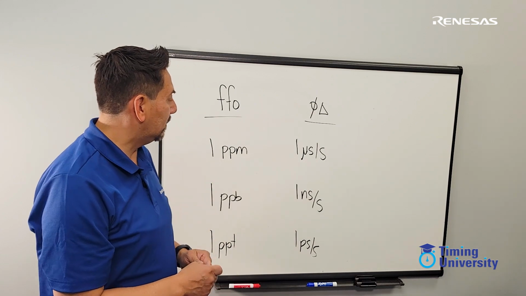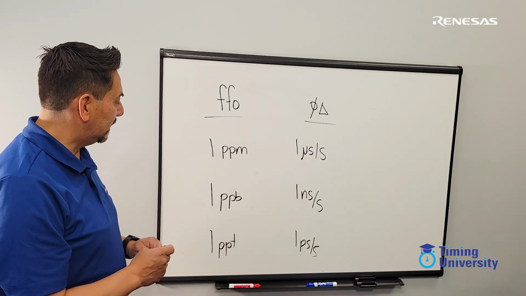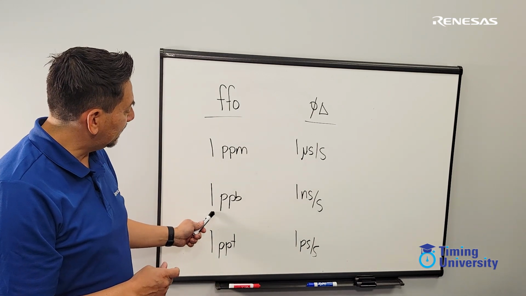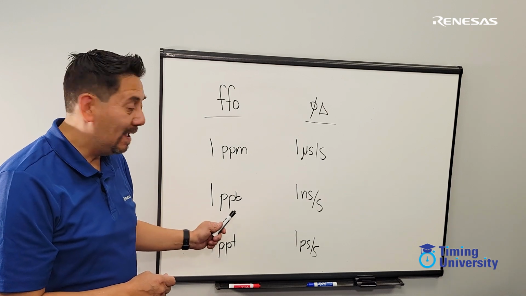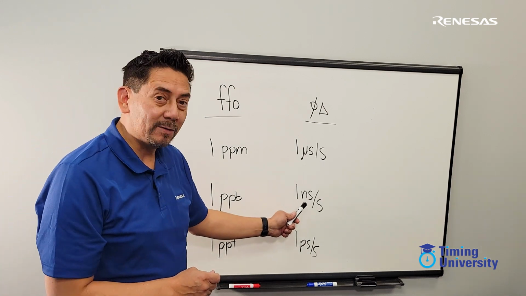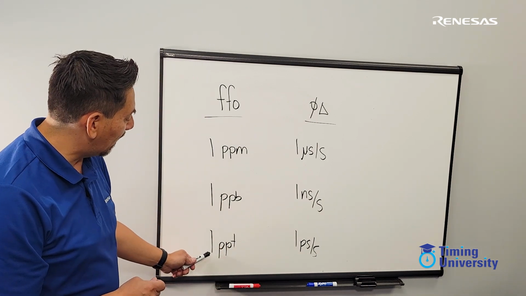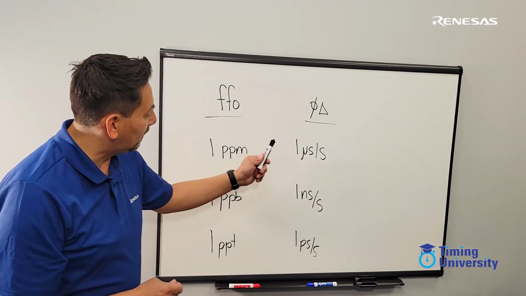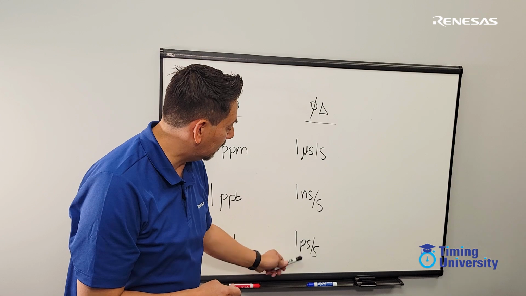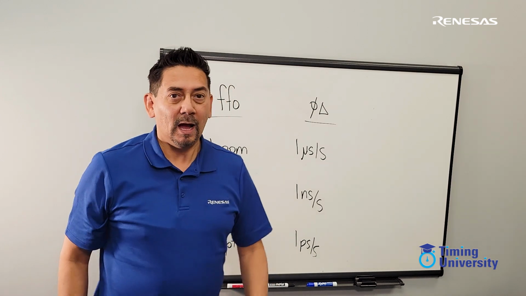Now we can mathematically expand that to say that if the fractional frequency offset is 1 part per billion, then the deviation will be at the rate of 1 nanosecond per second. And if the fractional frequency offset is 1 part per trillion, the deviation will be at the rate of 1 picosecond per second.